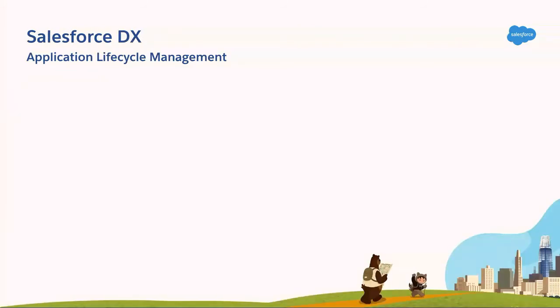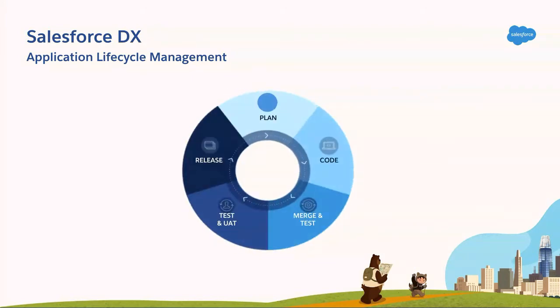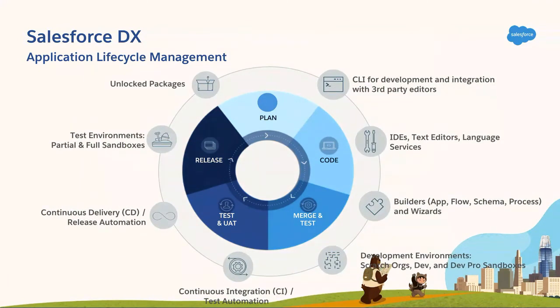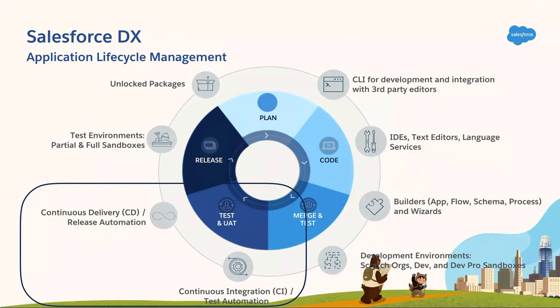So Salesforce DX, and this is the application lifecycle management and the wheel I was talking about. It's about planning, coding, merging and testing, UAT, and also releasing. So we're focusing on the outer circle right here. There is a lot going on. I wouldn't have time to talk about all of it. Today, we're concentrating on the lower left quadrant, which is continuous delivery and continuous integration.